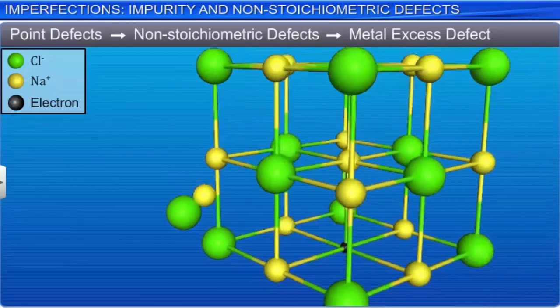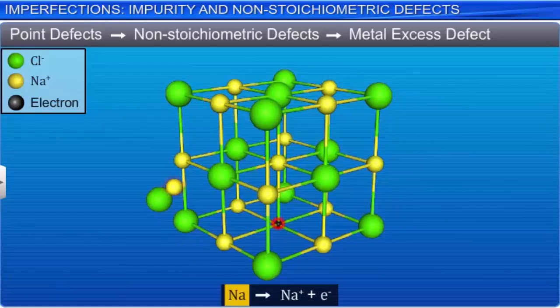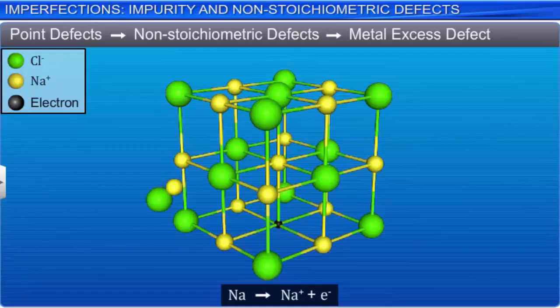This happens because sodium atoms lose electrons to form sodium ions. The electrons so released diffuse into the crystal and occupy the anionic sites created by the diffusion of the chloride ions. As a result, the crystal now has an excess of sodium ions.